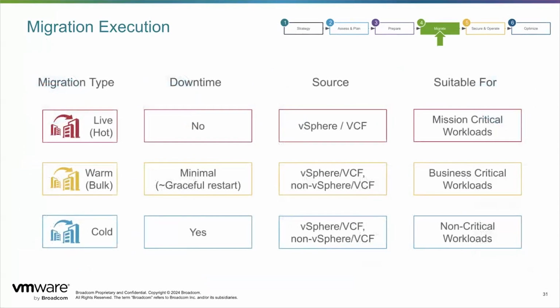A few words about the most common migration types and their suitability. So live, hot, or vMotion migration offered by HCX is very suitable for mission-critical workloads that require zero downtime while being migrated. Then warm and bulk, different terminology for pretty much the same thing. This migration type is suitable for business-critical workloads, and cold as it involves huge downtime as the VM is powered off before starting the migration. This is suitable for non-critical or even development test workload to be migrated.